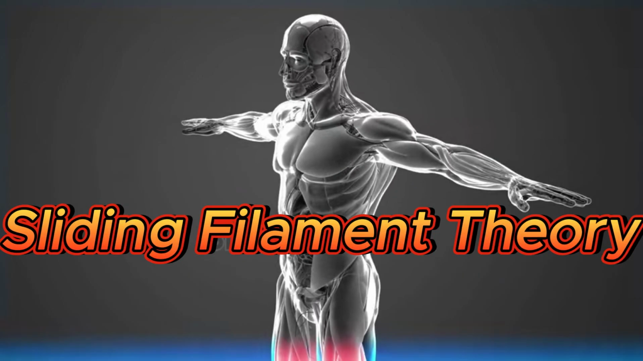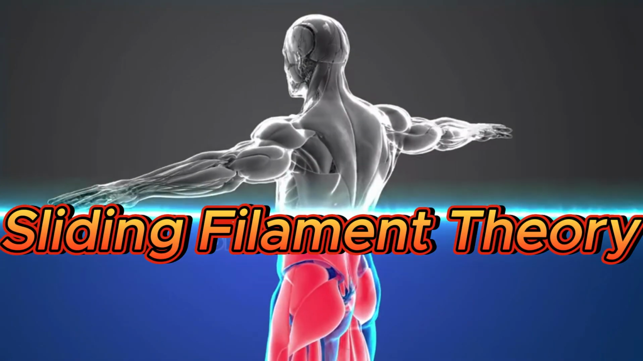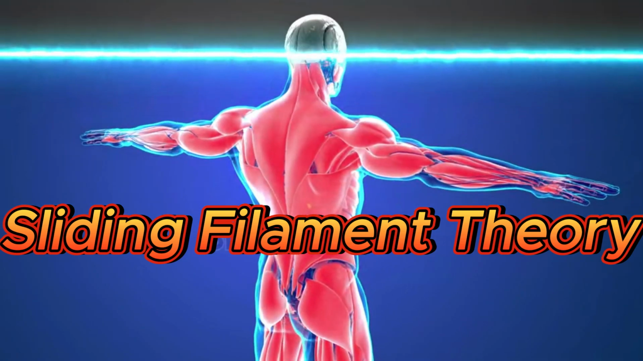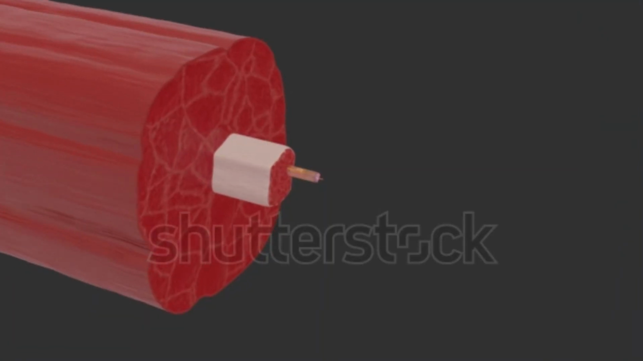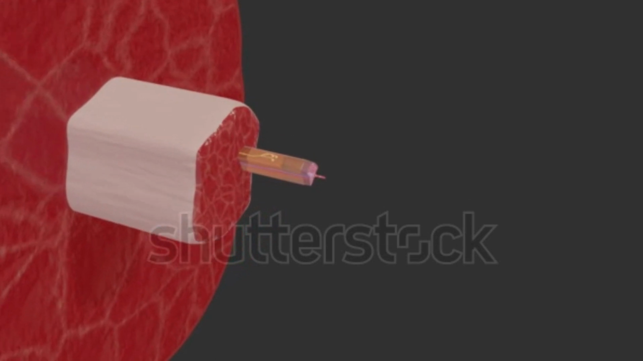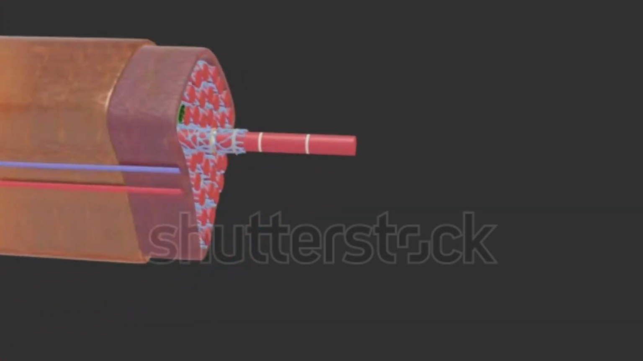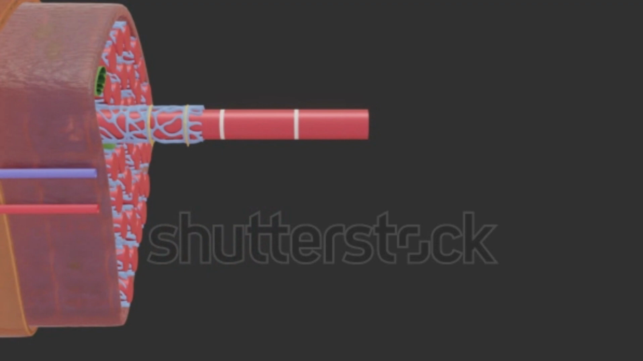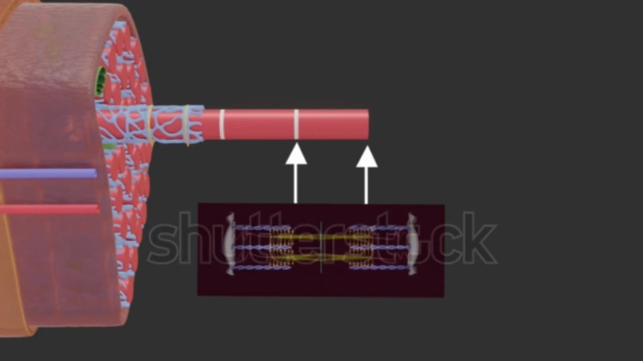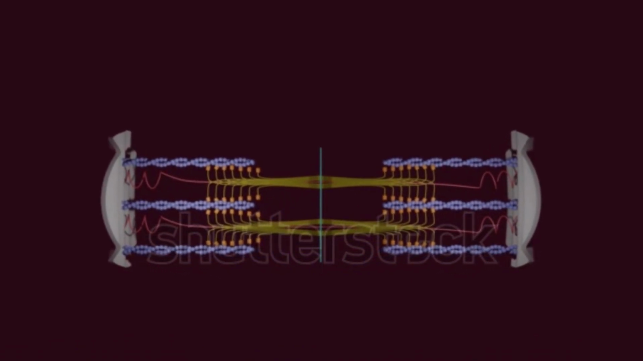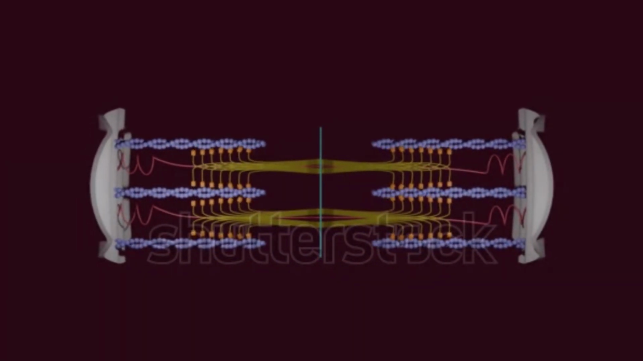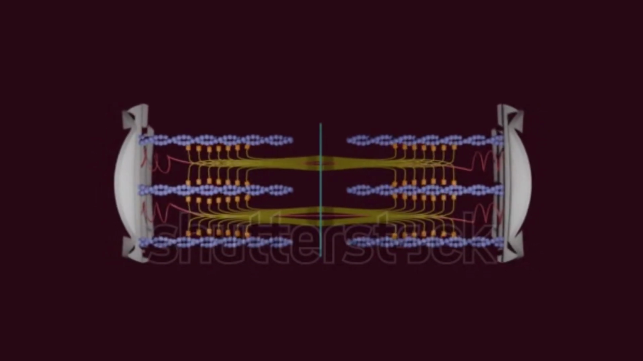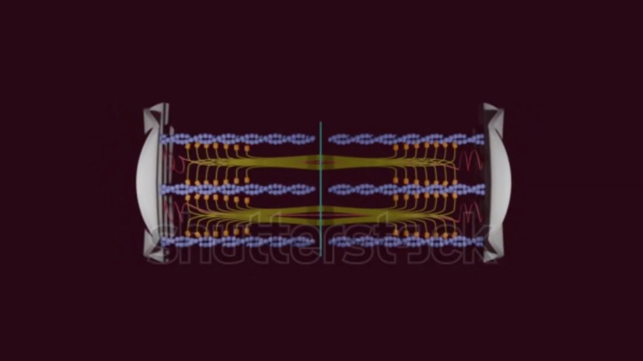Okay, now let's study the sliding filament theory. This is the accepted model of striated muscle contraction. When a skeletal or a cardiac muscle cell contracts, the thick filaments, that means the myosin, and the thin filaments, the actin, in each sarcomere slide past each other. While passing each other, what happens? They pull the Z line at each end of the sarcomere closer to one another. Then the sarcomere gets shortened.